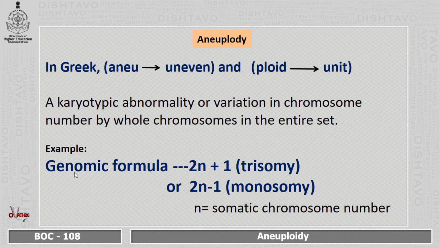Normally, the genomic formula is 2N, which is of diploid organisms. 2N plus 1, this is just an example, that is trisomy. Or if it is minus 1 from the whole set, one chromosome is missing, we call it monosomy. N is the somatic chromosome number, which we normally see in mitotic or meiotic divisions, we talk about N and 2N, it's that chromosome number, the set.